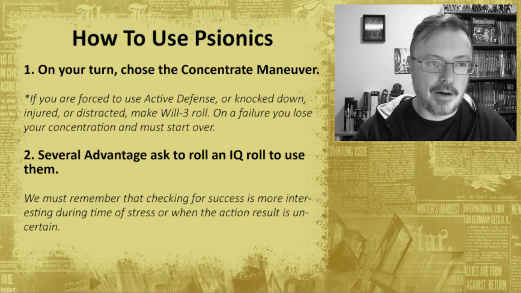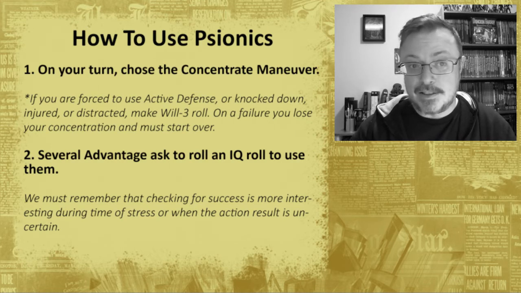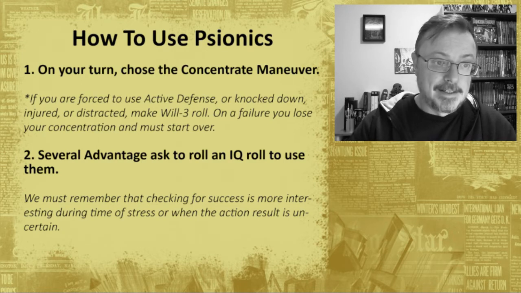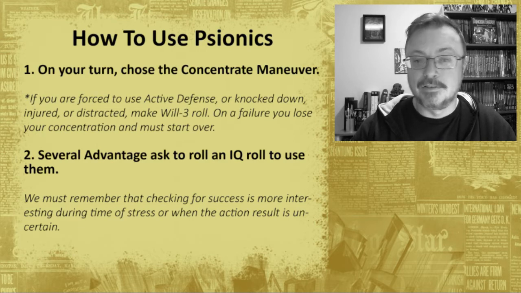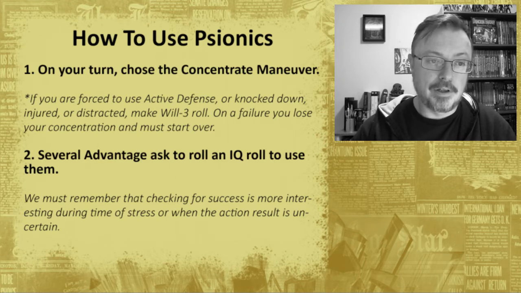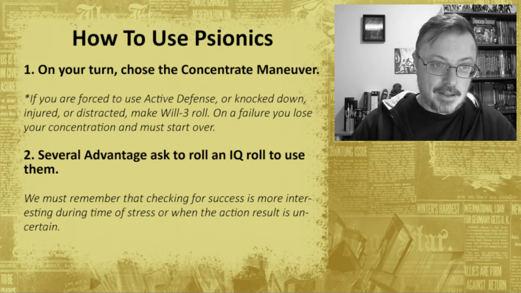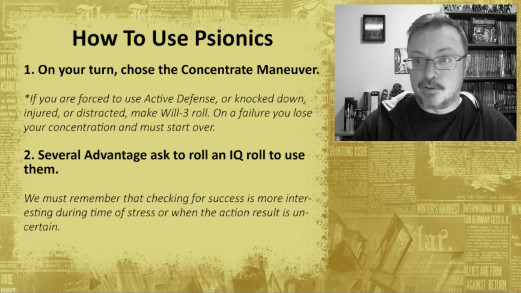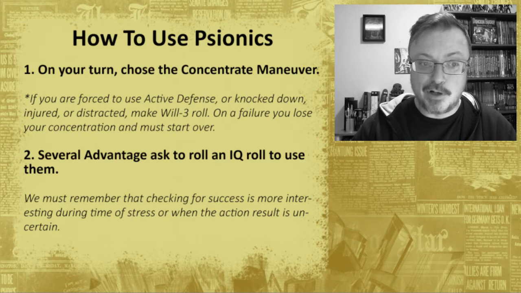Anyway, back to how to use Psionics. So on your turn, you choose the concentrate maneuver. Your character does nothing but concentrate. During your concentration, if you are forced to do an active defense, dodge, parry, if you're knocked down, injured, or distracted, your concentration could give up. So you need to roll a Will -3 to see if you keep your power or not. And when your turn is over, when the other turn begins, you just use your ability.